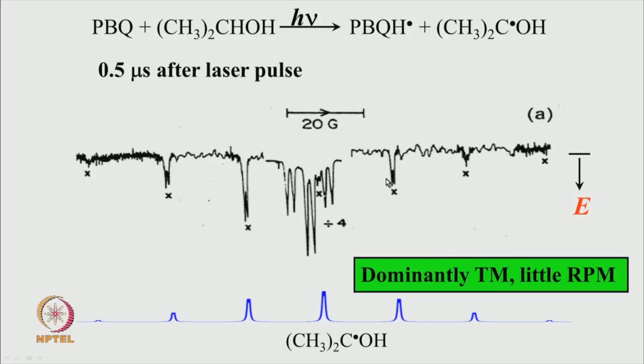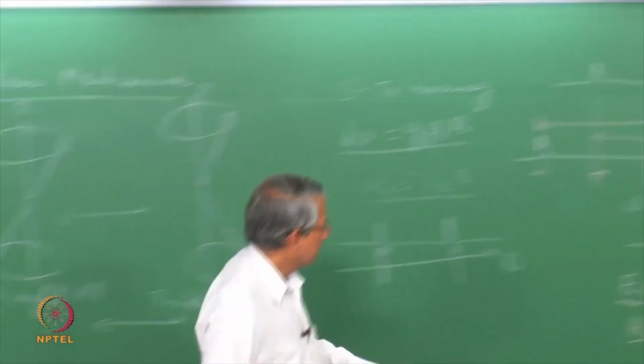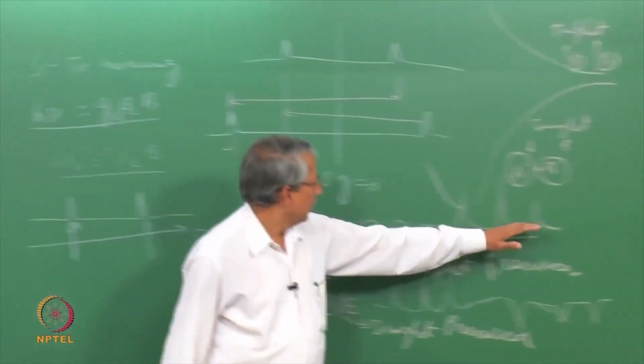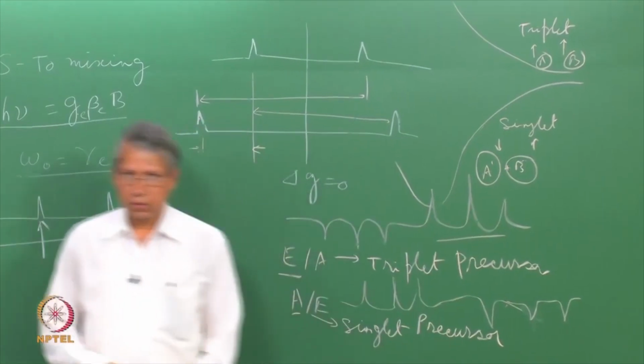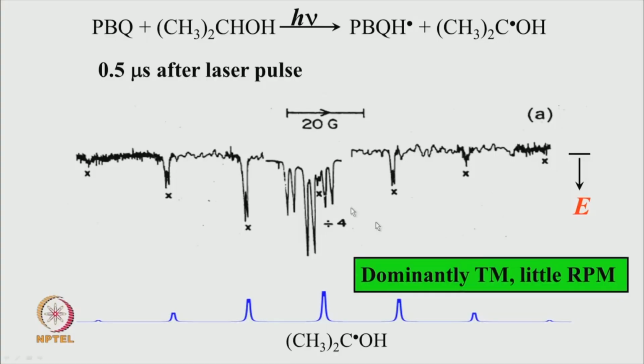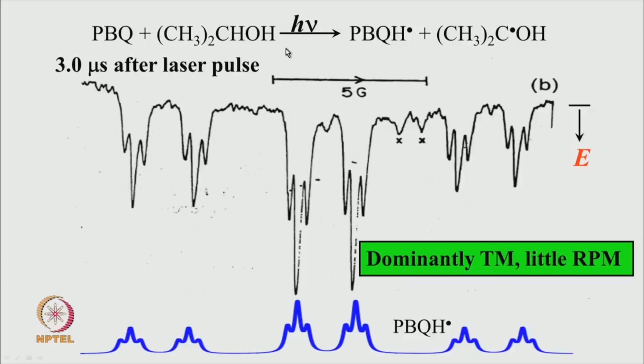That is why these lines are somewhat smaller. This is also consistent with the prediction that for EA it will have this sort of polarization. These lines will be emissive, this line will be absorptive. So, that little absorptive component is causing these to become smaller. Even for the quinone radical here, these lines have slightly bigger intensity than these lines here. So, a residual amount of net absorptive singularity is present here. It also shows dominantly TM and a little RPM.